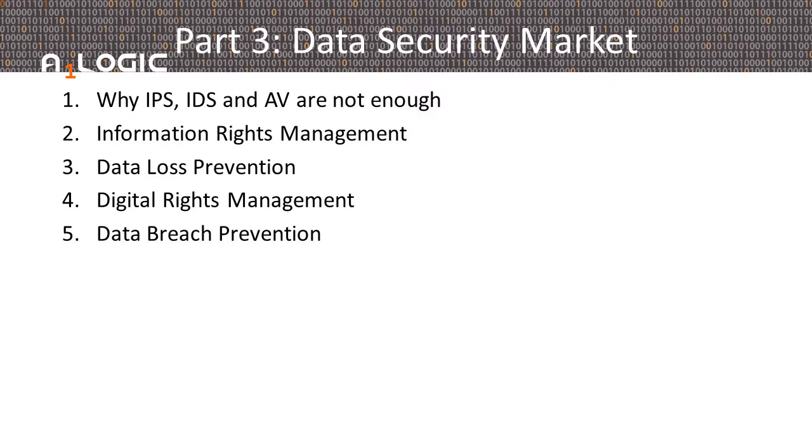Part 3 goes over the data security market. It explains why intrusion prevention, intrusion detection, and antivirus are not enough. It goes over the classic categories of information protection products, such as information rights management, data loss prevention, digital rights management, and a new category of product called data breach prevention. You don't see new product categories every day, so it should be interesting.